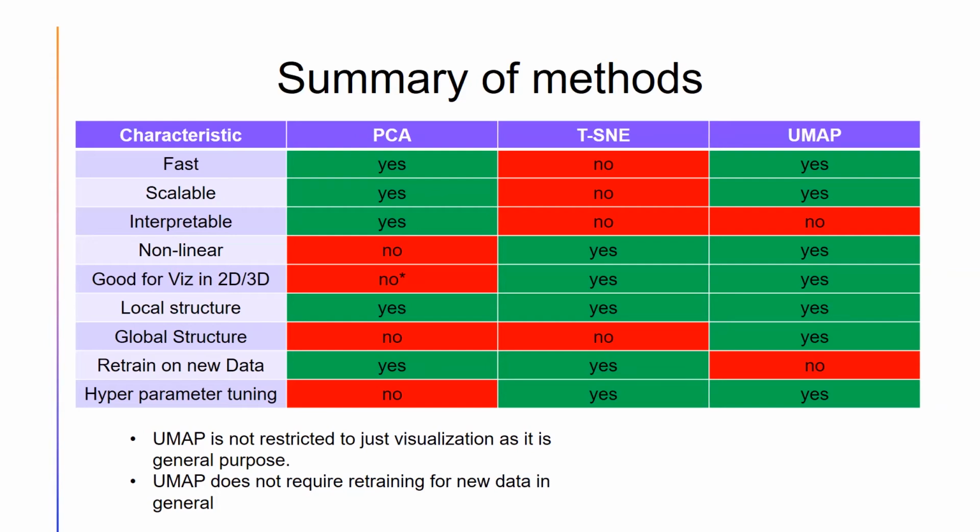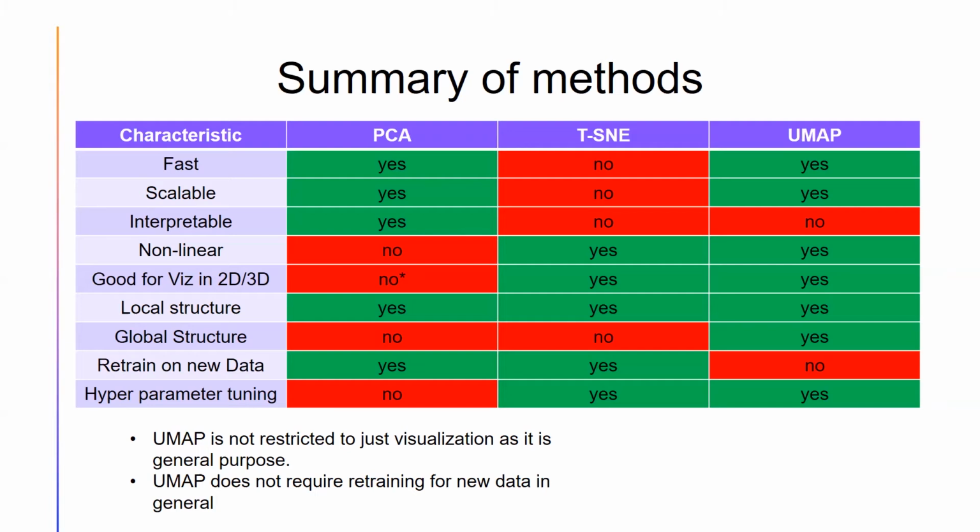In comparison, TSNE is not fast, it's not scalable, it's not really interpretable, and its major use has been for visualization. It's just to gain a sense of what your data looks like in lower dimensions, and it's particularly good at that. It's not good for global structure, and you do have to retrain on new data, as well as there is a single hyperparameter that you would need to tune.